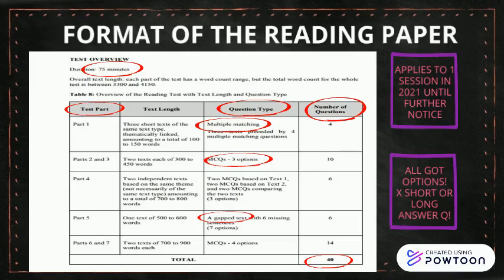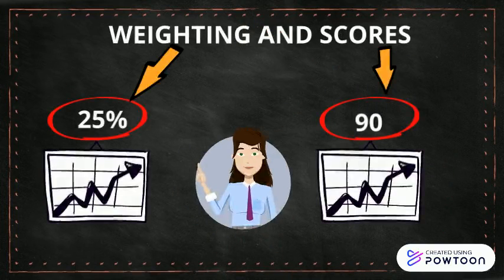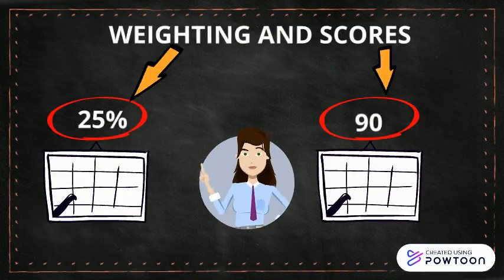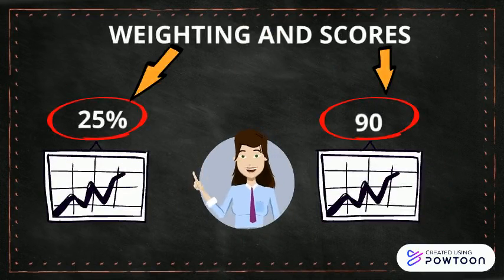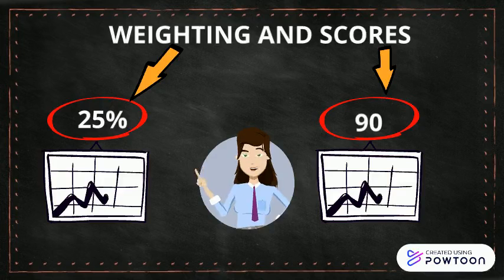You have choices to make, either A, B or C. So choose the best answer. Number of the questions, 40 questions. The weighting of the reading paper is 25% and the maximum score of the reading paper is 90.